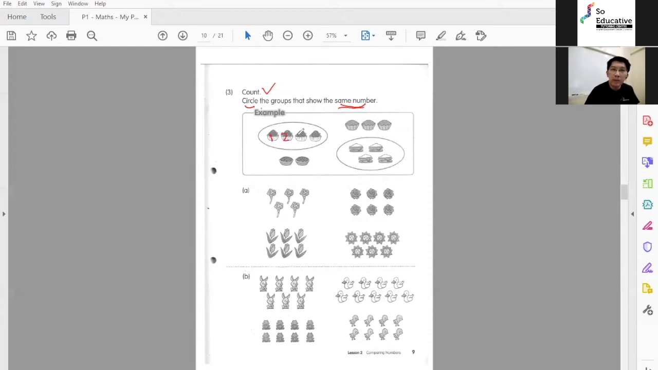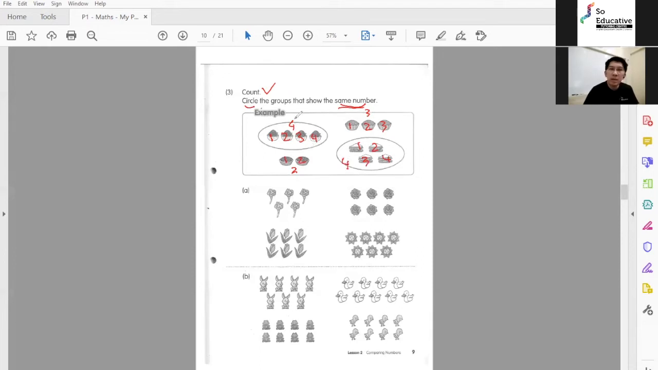1, 2, 3, 4. So there are a total of 4 things here. Now this one, 1, 2. So there are only 2 pies there. What about this cupcake? 1, 2, 3. So there are 3 cupcakes there. Sandwiches, 1, 2, 3, 4. So there are 4 sandwiches.